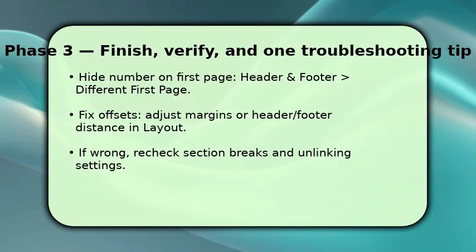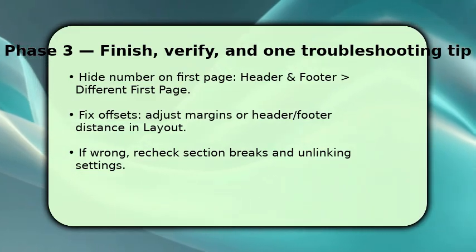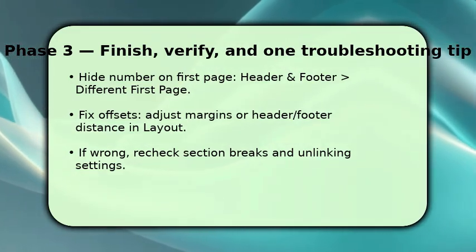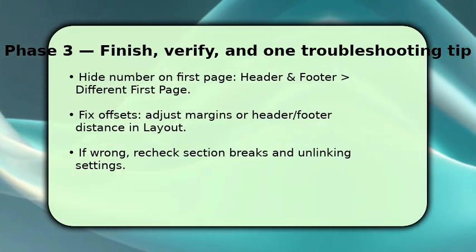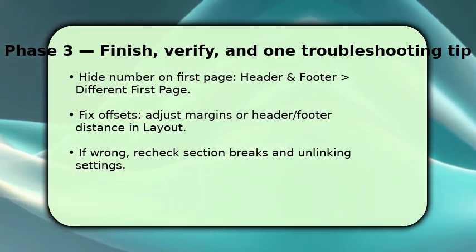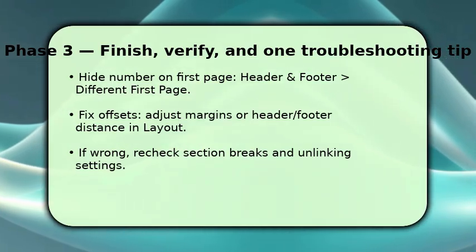If numbering still skips or repeats, inspect section breaks and confirm Link to Previous is off between sections, then reapply Format Page Numbers where needed. One key troubleshooting tip: if numbering is wrong, delete the page number in a section. Reinsert it after ensuring the section is unlinked.